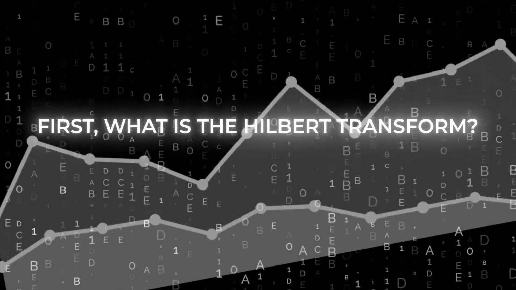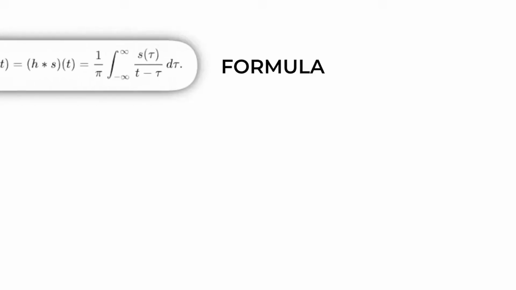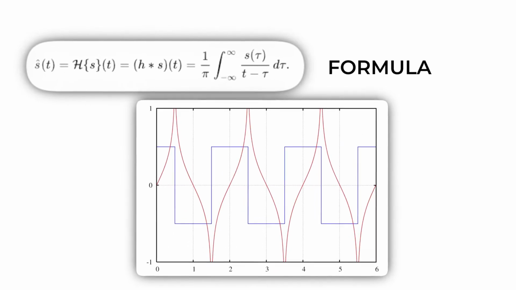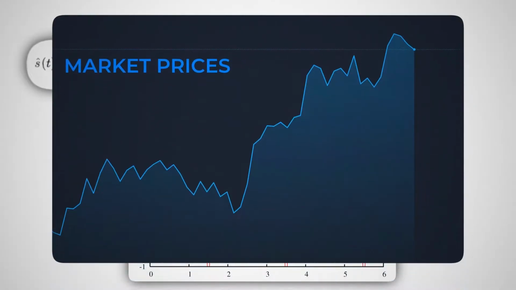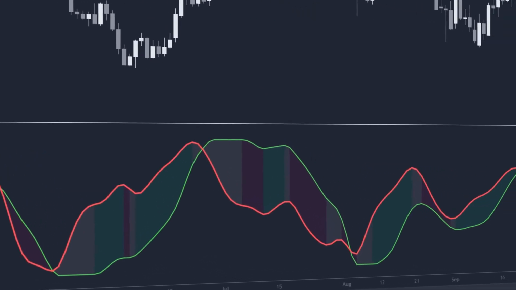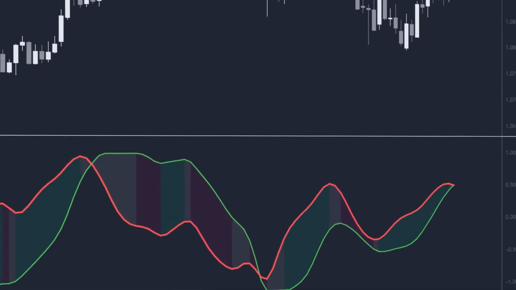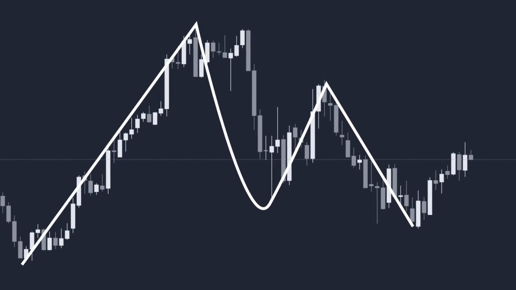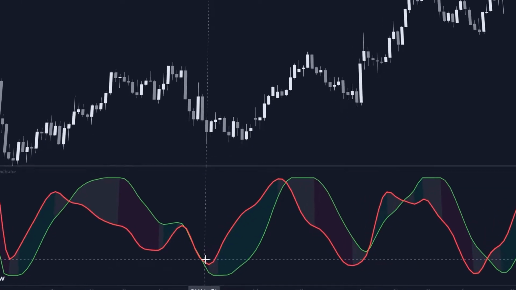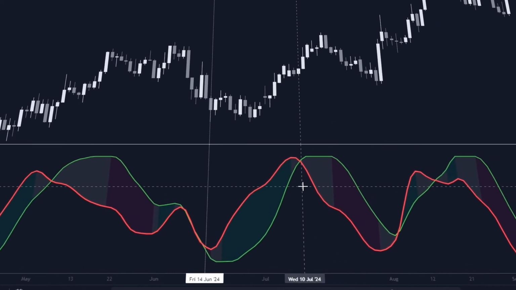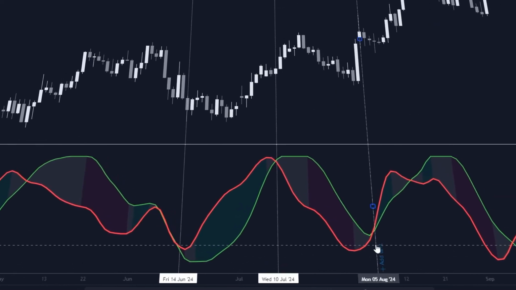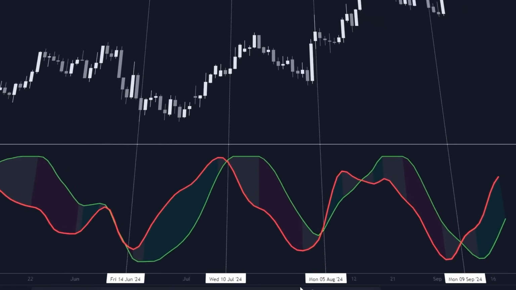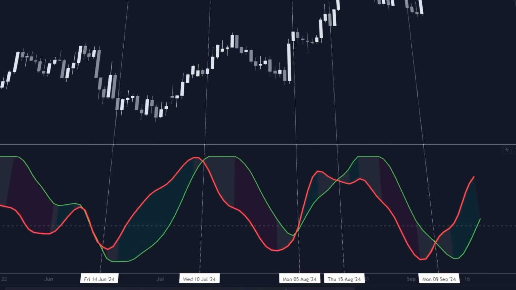First, what is the Hilbert transform? Basically, it is a technique that helps identify the phase and frequency of a cycle in a data series, such as market prices. The Hilbert transform oscillator takes this technique and applies it to technical analysis to detect market cycles, especially points where price could reverse. The oscillator focuses on finding peaks and valleys in price cycles. When the cycle is at its peak or trough, the oscillator will show it to you clearly, which gives you clues about a possible trend reversal.